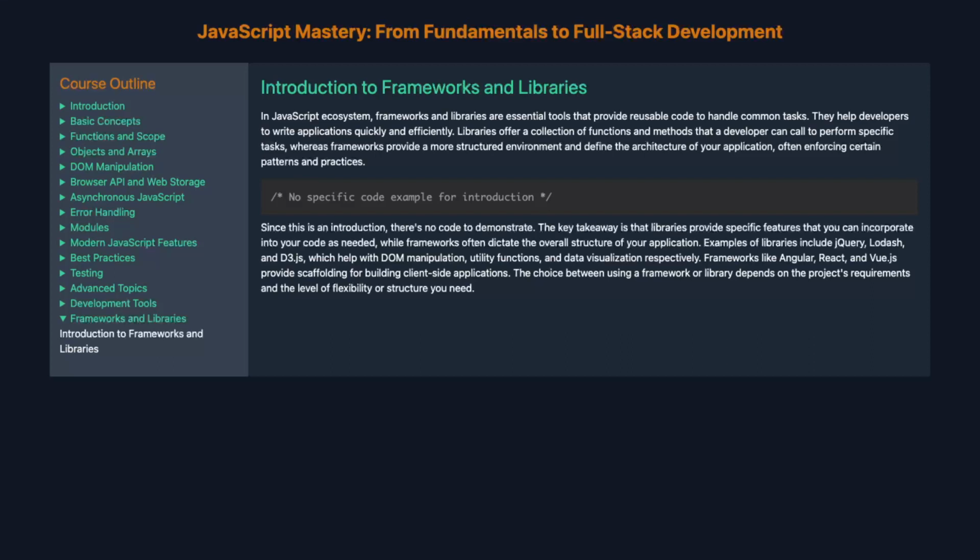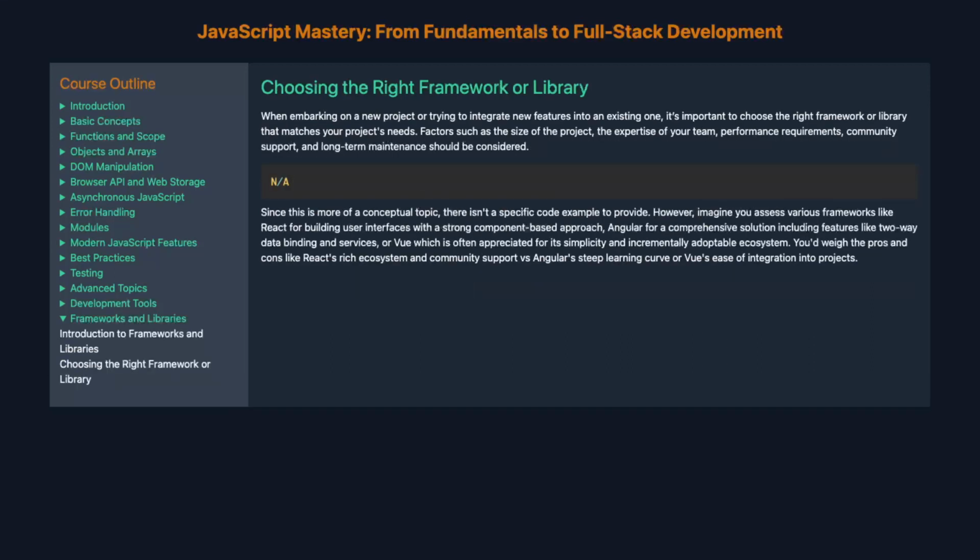Since this is an introduction, there's no code to demonstrate. The key takeaway is that libraries provide specific features that you can incorporate into your code as needed, while frameworks often dictate the overall structure of your application. Examples of libraries include jQuery, Lodash, and D3.js, which help with DOM manipulation, utility functions, and data visualization respectively. Frameworks like Angular, React, and Vue.js provide scaffolding for building client-side applications. The choice between using a framework or library depends on the project's requirements and the level of flexibility or structure you need.